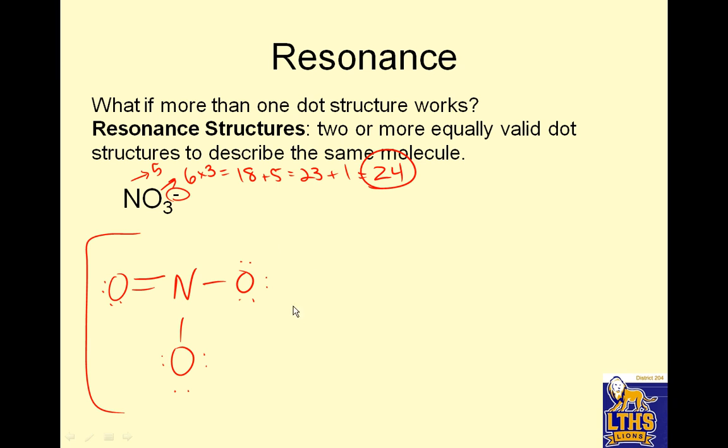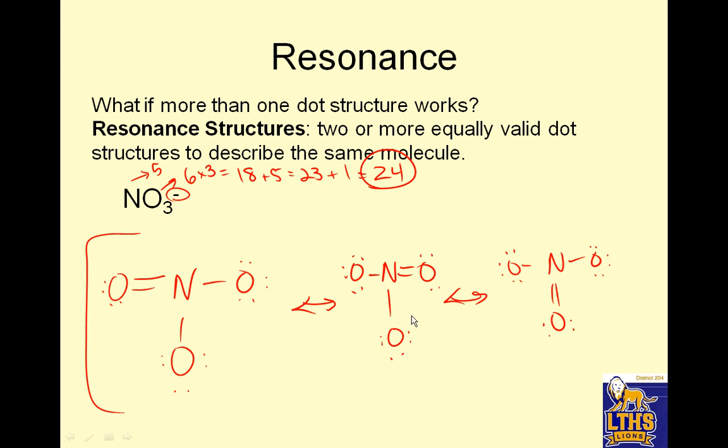But wait, why couldn't I put that double bond on that side? Or, whoa, lots of dots, all right? Or why couldn't I put that double bond at the bottom? And the truth is that all 3 of these dot structures work equally well to represent NO3-, but none of them represent the reality of NO3-. When you could have equal structures that represent a molecule, we call them resonance structures. And that's what that means.